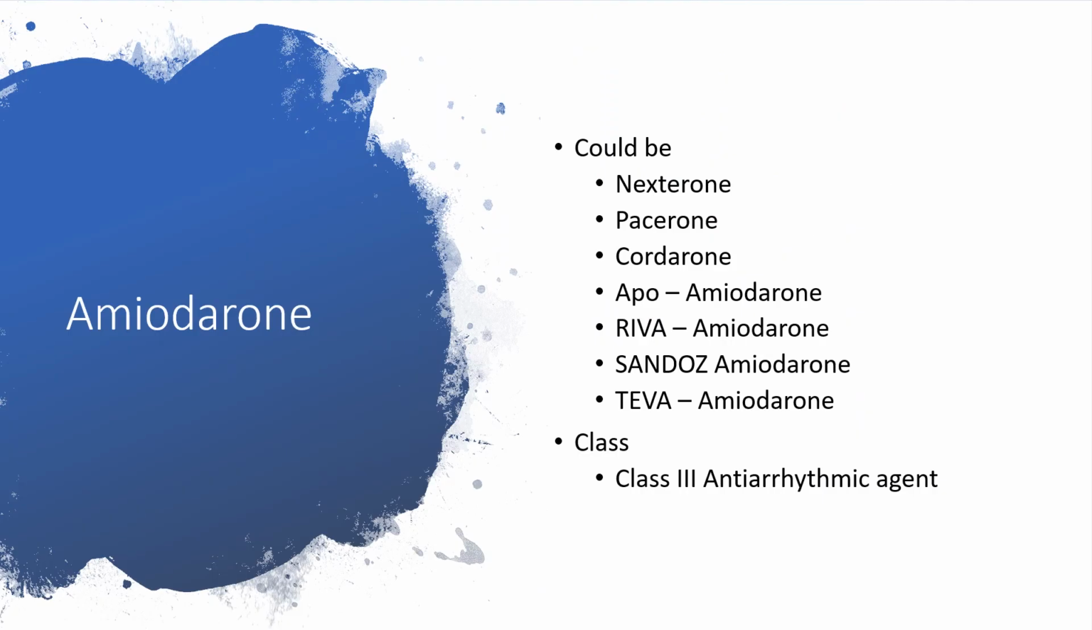Depending on your jurisdiction and the trade name given by the manufacturing company, amiodarone could be Nestirone, Pasirone, Cordurone, Apple amiodarone, River amiodarone, Sandoz amiodarone, or Teva amiodarone. It is a class 3 anti-arrhythmic agent.